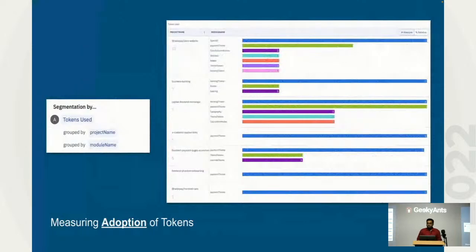So this is a screenshot from our Amplitude dashboard. You can see the docs website is using our spacing tokens and our payment theme. And on the left, you can see the segmentation. That's tokens used, grouped by project name and module name. Module is essentially which tokens they were using.